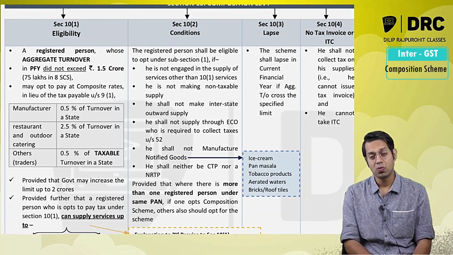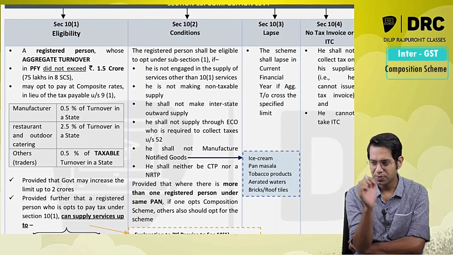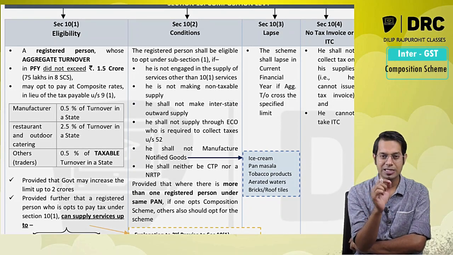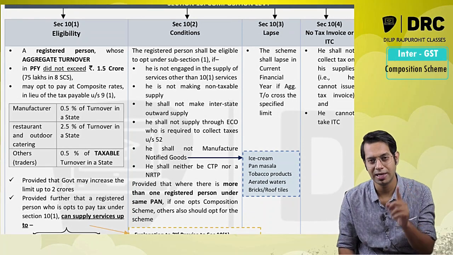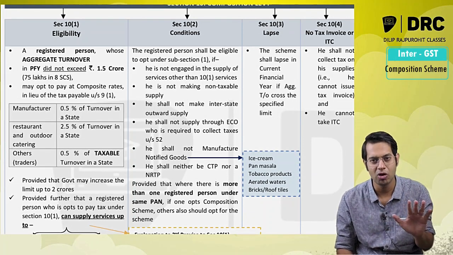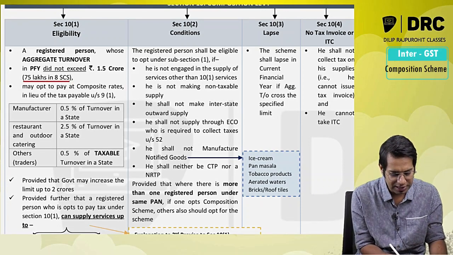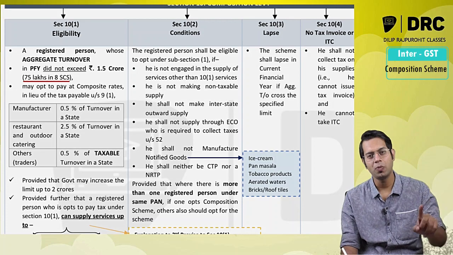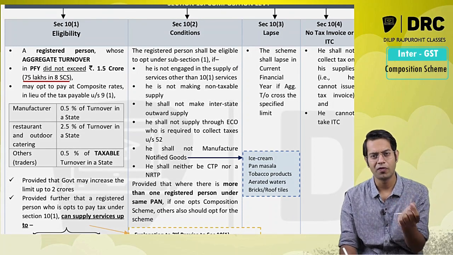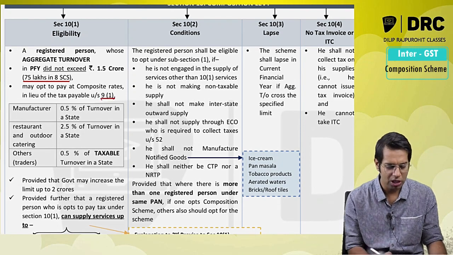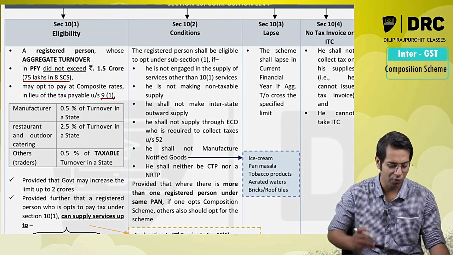Section 10 subsection 1 talks about eligibility. Who is eligible to become a composition dealer? Section 10 subsection 1 says a registered person whose aggregate turnover in the preceding financial year did not exceed 1.5 crore rupees, or 75 lakhs in case of 8 special category states, may opt to pay tax at composite rates in lieu of, instead of paying the tax at normal rates. So instead of paying the tax under section 9 subsection 1, a person can pay the tax at composite rates. Sir, what are the composite rates?